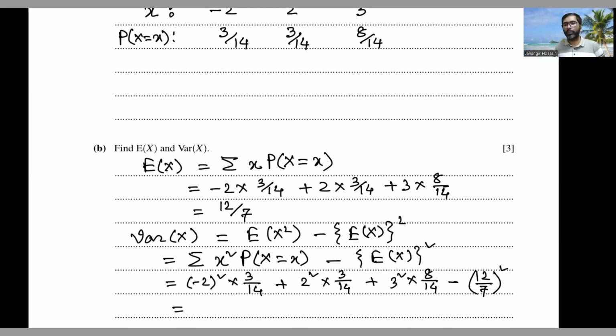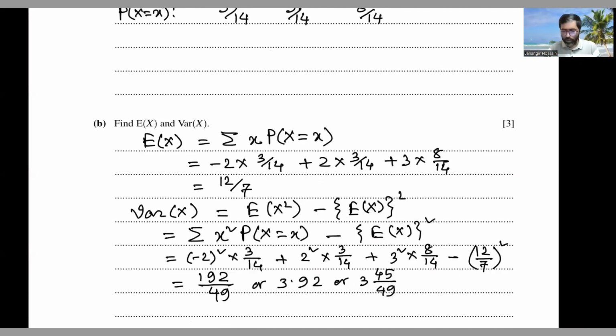You can call it the variance of X, or in short form Var(X), which, in exact fraction, is 192 by 49. Correct to 3 decimal places, it is 3.92. You can keep it in mixed form, which is 3 and 45 by 49. So that's the variance of X. That's question one.